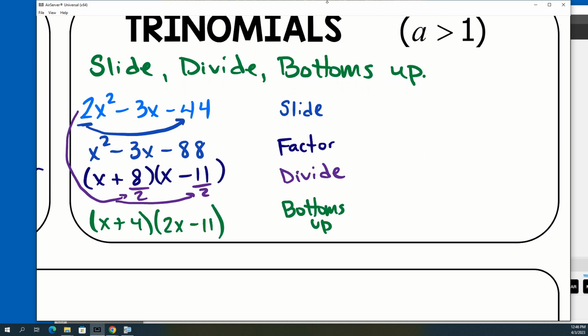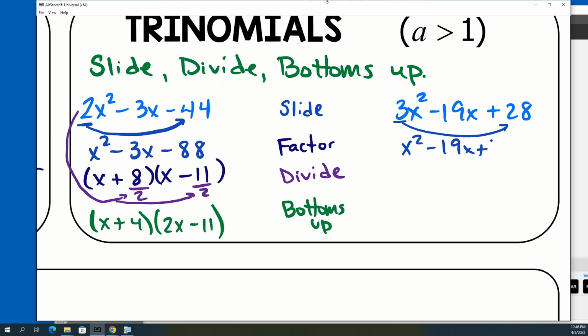Okay, let's do one more of these and then we'll do the last method. All right, so for this one, we have 3x squared minus 19x plus 28. So we'll start off, and we're going to slide the 3 over with the 28, which means we're going to multiply 28 by 3, and we're going to get 84.